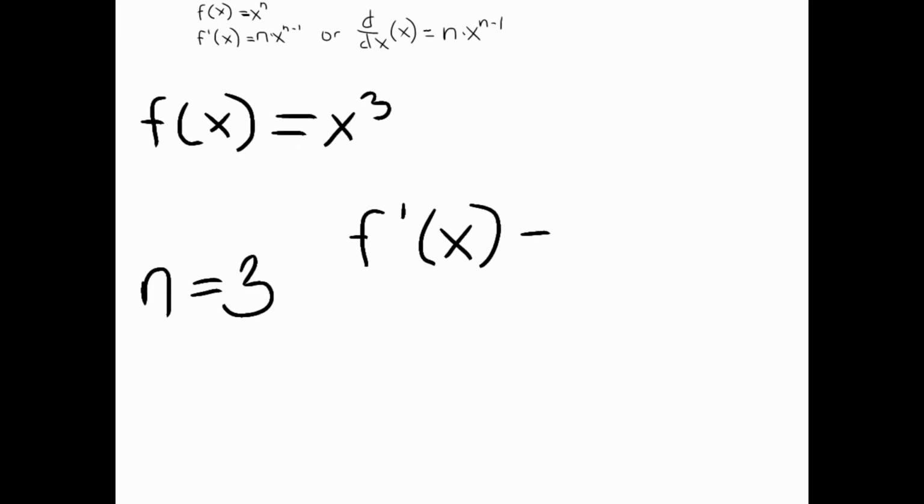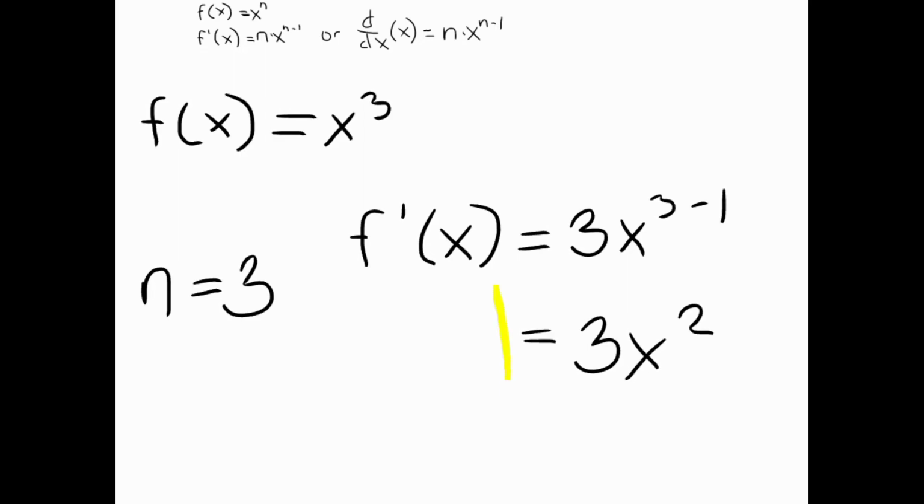f of x is equal to x cubed. So our n here is equal to 3. f prime of x is equal to 3 times x raised to 3 minus 1, which is equal to 3x squared. f prime of x is equal to 3x squared.